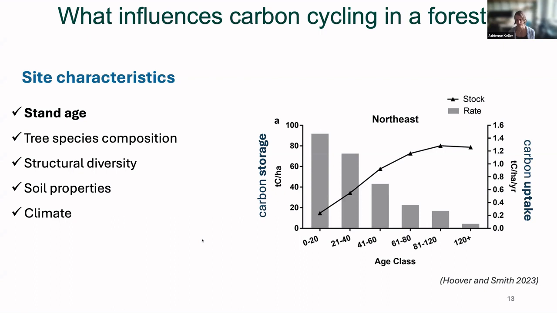And here we see the bars in light gray. Those are the rates of carbon uptake or carbon sequestration over time. And so we see these really young age classes, these young forests are able to take up carbon quite quickly and quite a lot of carbon. But that's contrasted with the stock or the amount of carbon that's stored in each of these age classes. And that's shown by the triangles. And you can see that our older age classes, while they're not taking up carbon as quickly, are storing a lot more carbon than our younger age classes.